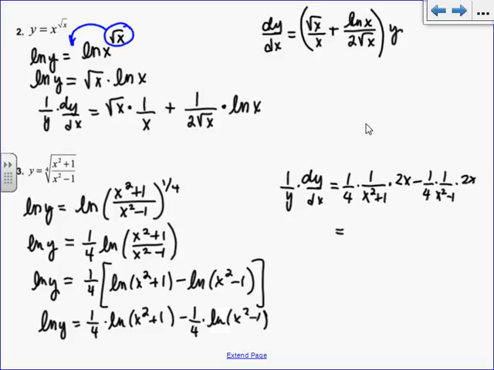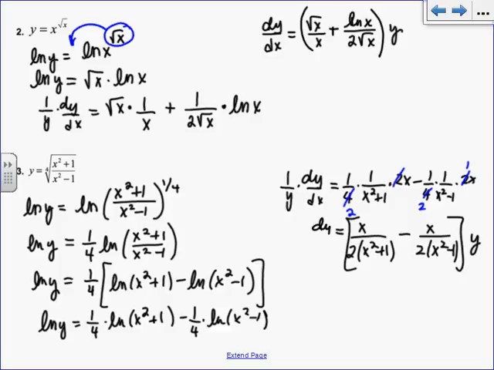So like the 2 and the 4 reduce out a little bit. So we get x over 2 times x squared plus 1 minus x over 2 times x squared minus 1. We'll put that in a big bracket and we'll multiply by y. So that's our answer. So see how that works?